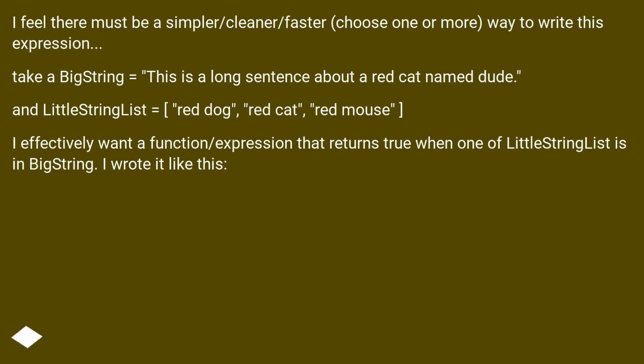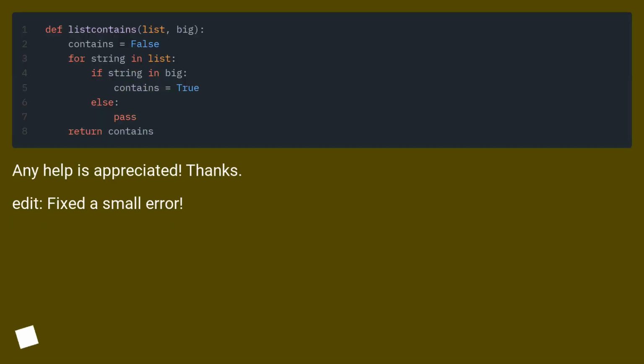Take big_string = "this is a long sentence about a red cat named Dude" and little_string_list = ["red dog", "red cat", "red mouse"]. I effectively want a function or expression that returns True when one of little_string_list is in big_string. I wrote it like this. Any help is appreciated. Thanks.